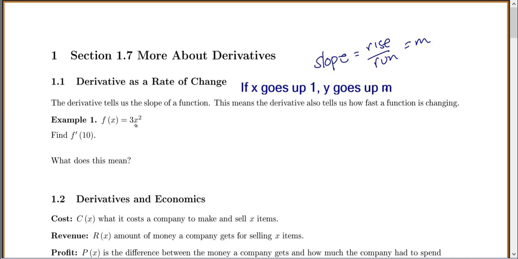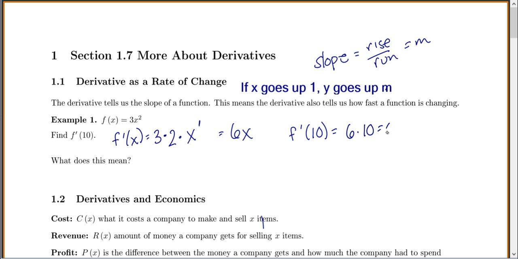If f of x equals 3x squared, let's first find the derivative of f evaluated at 10. So f prime of x, let's find the derivative first. Using our power rules, the 3 gets to stay there, that's just a coefficient. Now the power of 2 comes down to multiply, and then you drop your power by 1. So we just get 6x. So f prime evaluated at 10 is going to be 6 times 10, or 60.